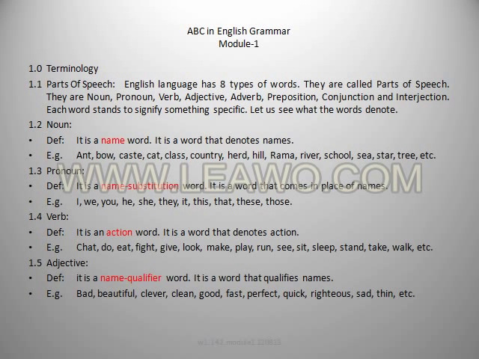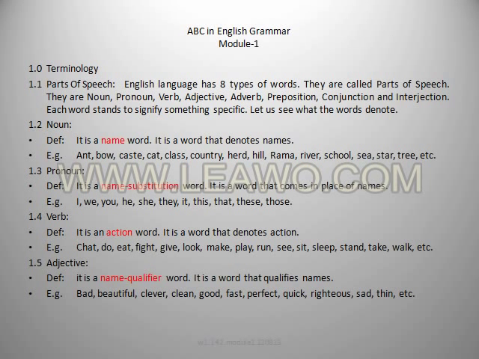Verb. It is an action word. It's a word that denotes the action. Examples are chart, do, eat, fight, give, look, make, play, run, see, sit, sleep, stand, take, walk, etc.